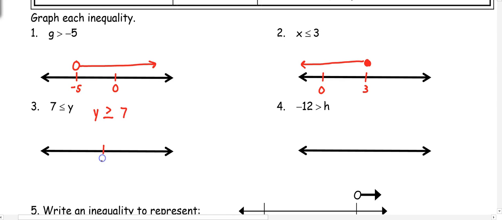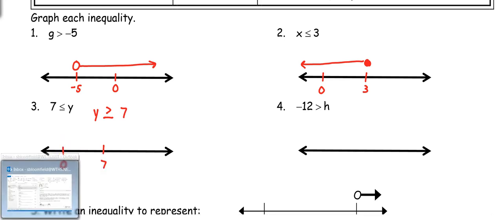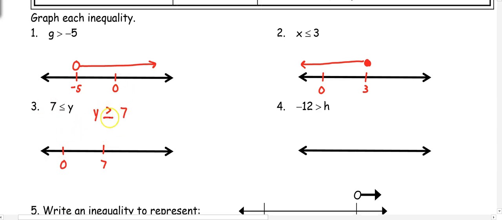So on our number line, we're going to label 7. We're going to label 0. And then we're going to graph. So at 7, there's a bar underneath it, so it's going to be a closed dot. And it's pointing to the right. So we're going to shade to the right.